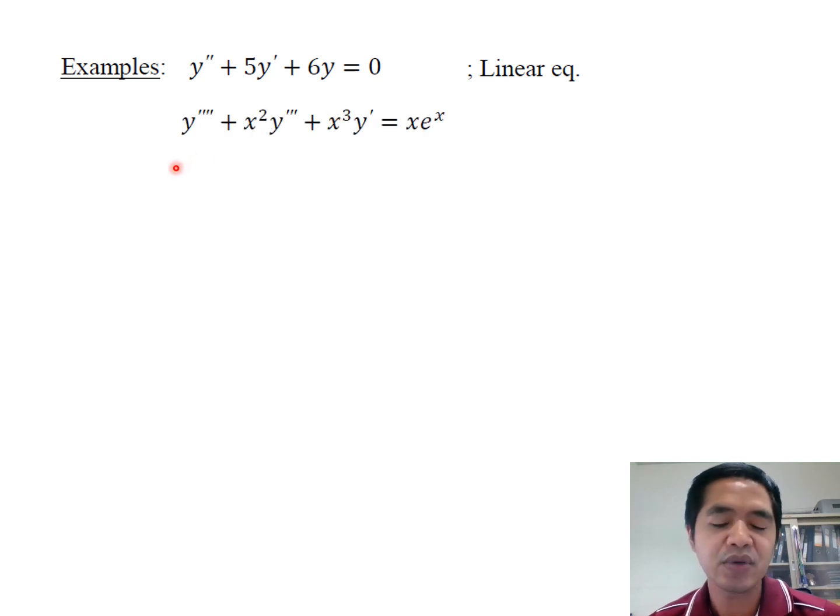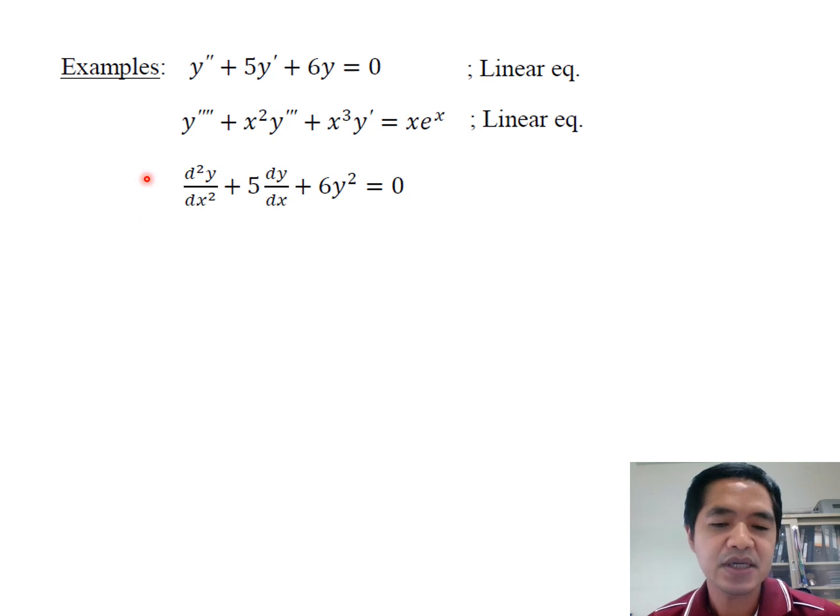And this second one is y fourth prime plus x squared y triple prime plus x to the third times y prime equal to x times e to the x. So in this equation, it has a degree of 1 only and no multiplication of derivative terms. So this equation is a linear equation.